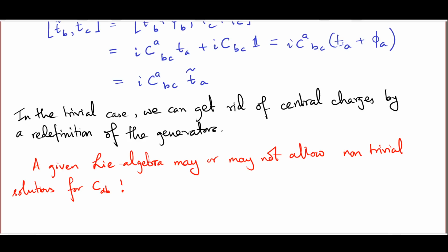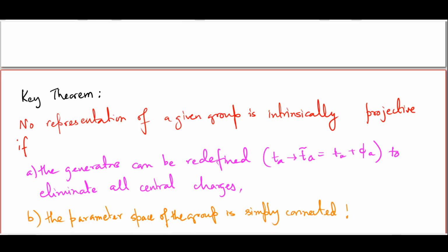The complete answer to this question is essentially given by this key theorem that we are going to enunciate now. No representation of a given group is intrinsically projective. And that means, of course, that even if it is projective, you can get rid of the phase factor by redefining phases of the operators involved, if the following two conditions hold. The first condition is the one which I have stated right now, that the generators can all be redefined by just shifting through by a constant to eliminate all central charges. This, as we have just seen, happens if the only possible solutions for C_AB are the so-called trivial ones.